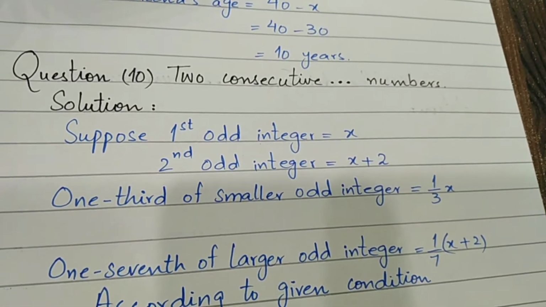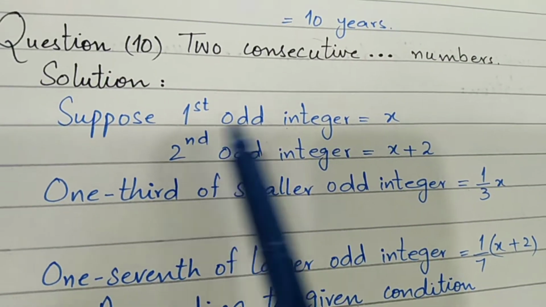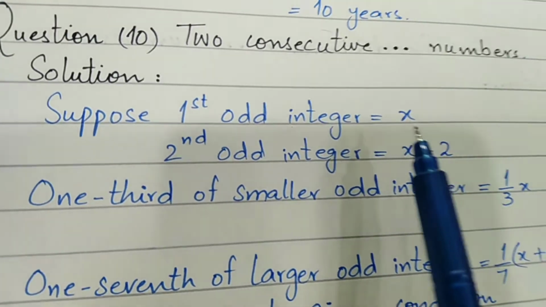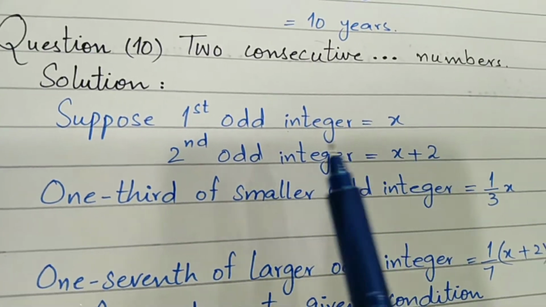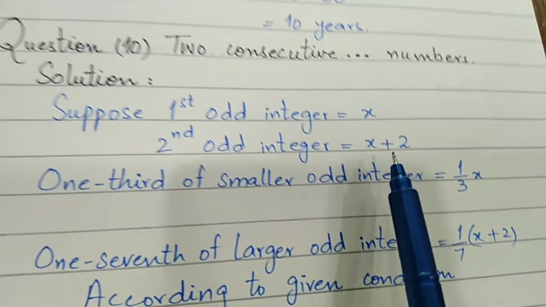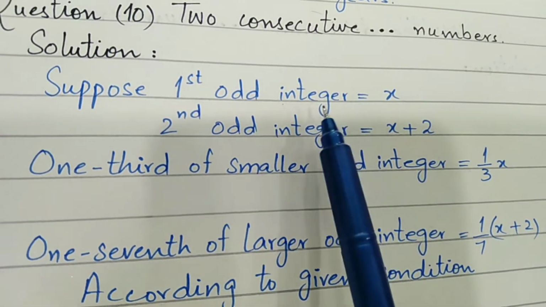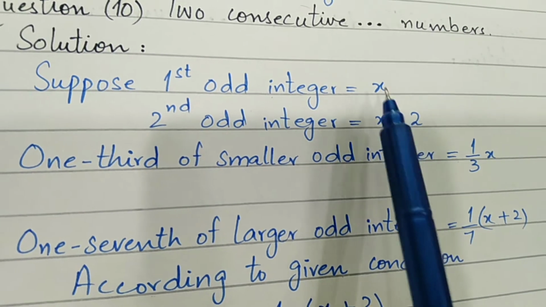The two odd integers are not given in the question, so we let the first odd integer be x. So the second odd integer will be x plus 2. For example, if the first odd integer is 1, then the second odd integer is 1 plus 2, that is 3, which is also an odd integer. So the first odd integer is x, and the second odd integer is x plus 2.